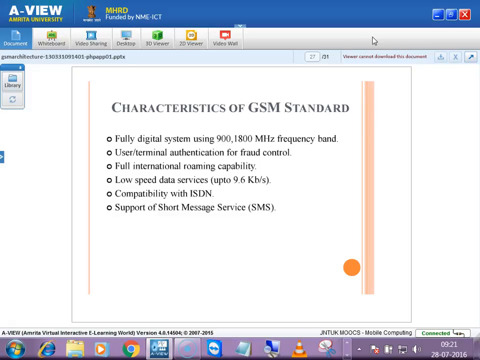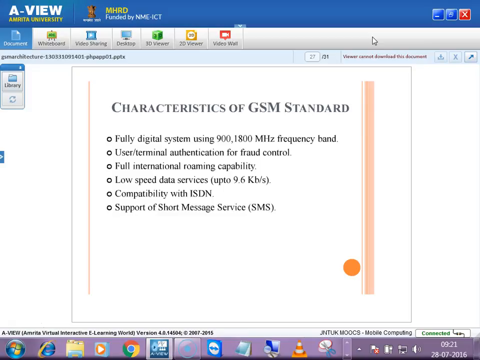So in this way, security is achieved in GSM, and the characteristics, you know, right? We'll be having voice services, multimedia services, SMS, and the same thing. It uses the 900 and 1800 megahertz frequency bands for GSM. That is the reason you will see in your specification GSM 900 megahertz, GSM 1800 megahertz. These bandwidths are used by GSM in order to provide you the services. And authentication for fraud control.